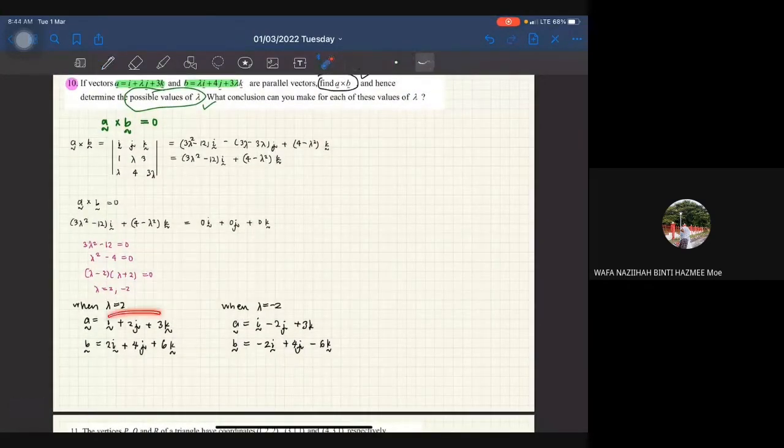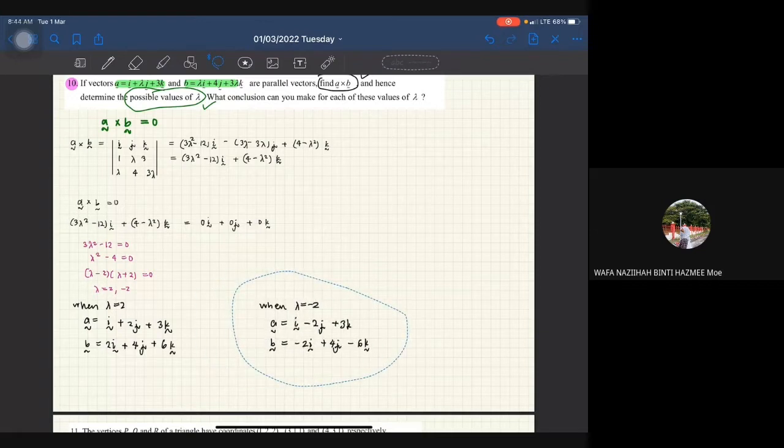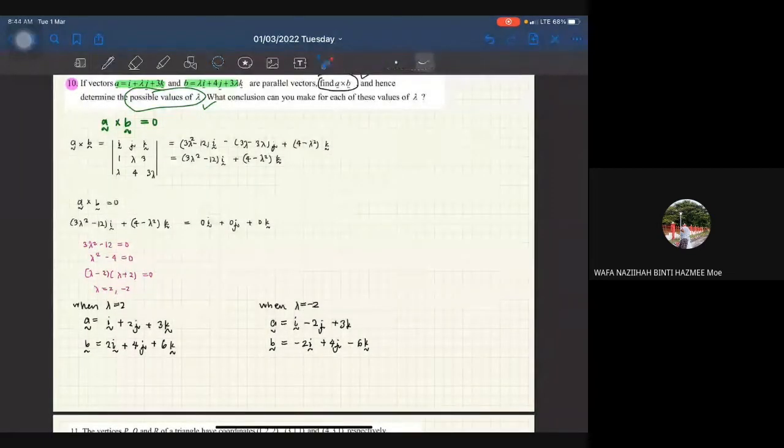Alright, so cuba awak perhatikan dekat sini. Nilai yang ada dekat A dengan nilai yang ada dekat B. So apa beza antara A dan juga B for when lambda is equal to 2? What's the difference? Can you see the pattern? Semua positif. Semua positif. Okay, betul. Good. Okay, lagi. Dia di arah yang sama. Di arah yang sama. Kenapa awak tahu dia di arah yang sama? How do you know it's in the same direction?